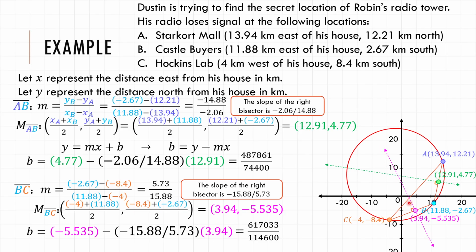With the line crossing my other right bisector, both of these lines go through the center of the circle, and they only cross each other. They only have one point in common, and that's right there. So that must be the location of Robin's radio tower.